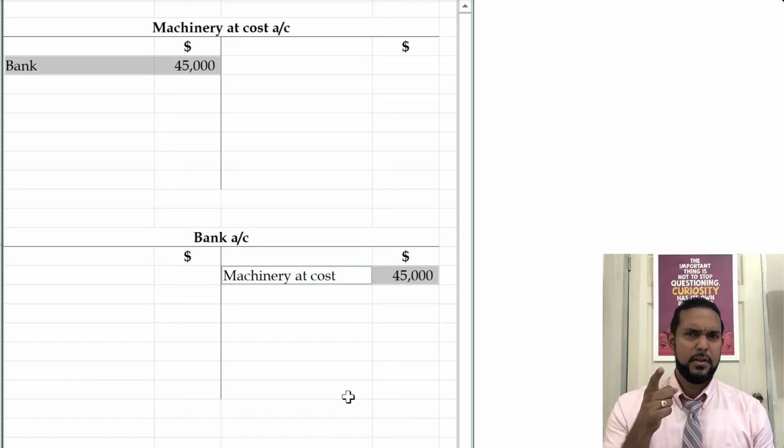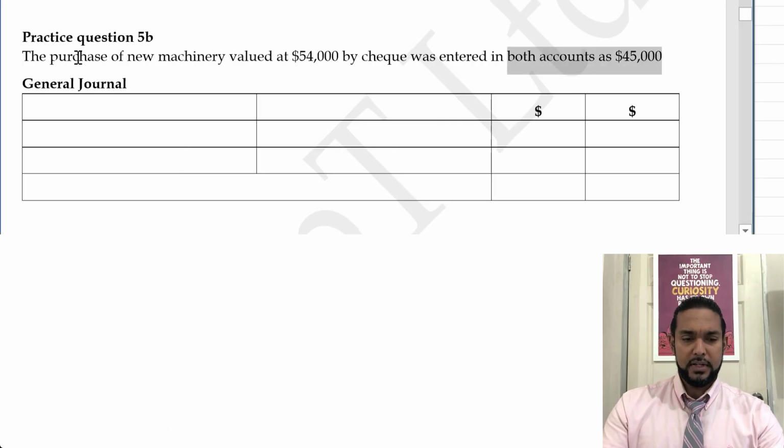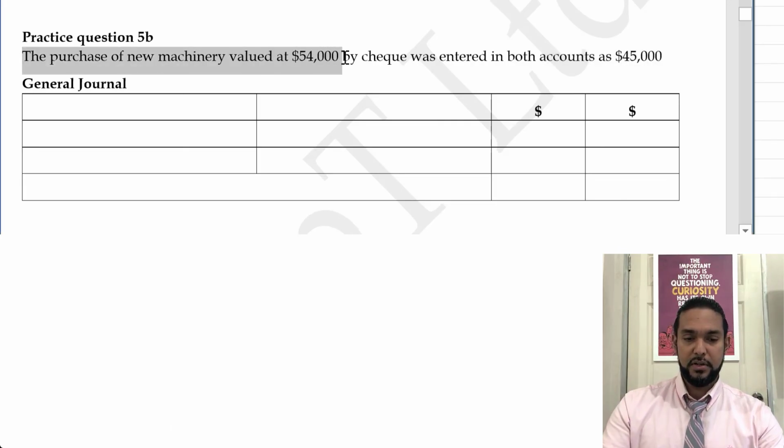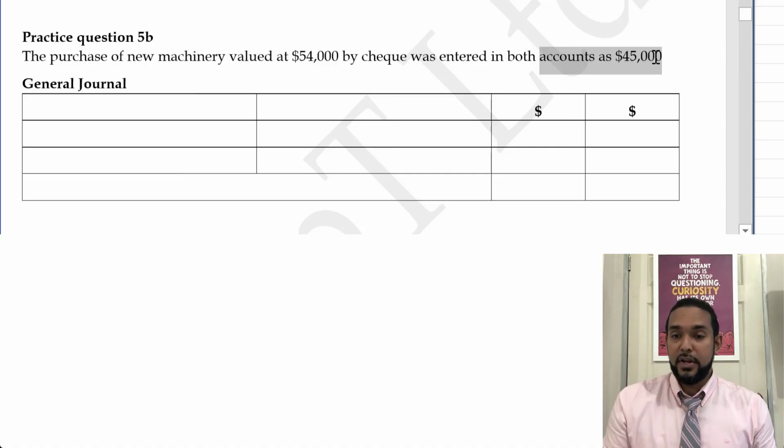So we have a corresponding debit and credit of equal value. But let's go back to the question, right? It says the purchase of new machinery valued at 54 was entered as 45. So the double entry, the debit and the credit, were both understated by, how much is that? $9,000. So how do we fix understatements? We have to increase both of those entries, both the debit and the credit. How do we increase them? By debiting again and crediting again in the accounts that were debited and credited respectively.